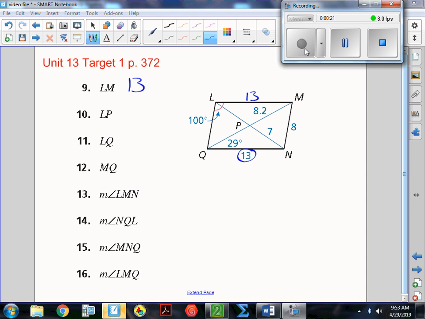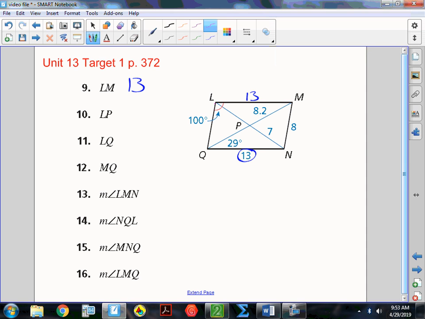LP. LP is part of a diagonal on the inside. We know that diagonals bisect each other, so this part LP should be congruent to PN. So LP is also going to be 7 because PN is 7.